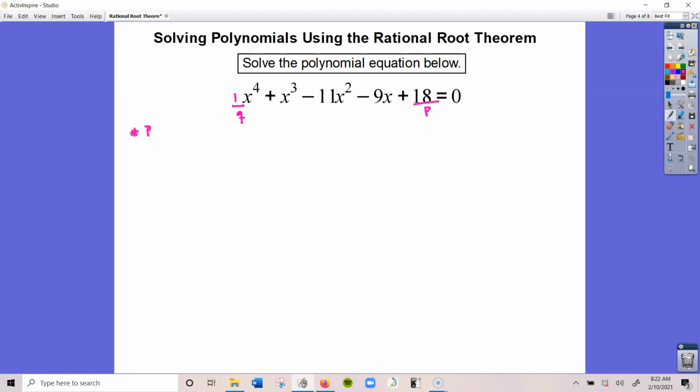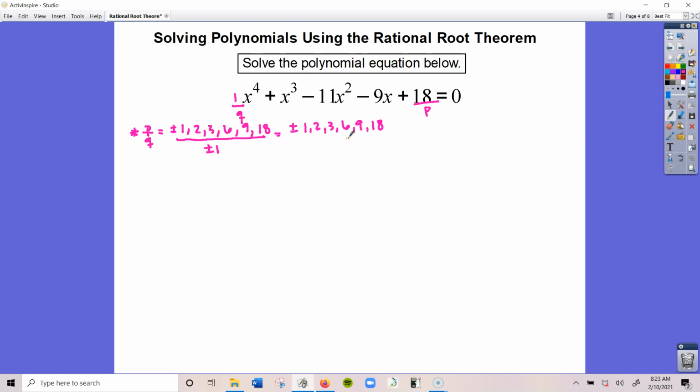So let's start off with P over Q. The factors of 18, let's see, 1, 2, 3, 6, 9, and 18. Keeping in mind that it's 1 times 18, 2 times 9, 3 times 6, all give us 18. And remember, it's always plus or minus because it could be positive 1, positive 18, or negative 1, negative 18. And we're going to divide this all by factors of Q, which is just 1. So everything divided by 1 is just the exact same thing. So the factors that we have to test are plus or minus 1, 2, 3, 6, 9, and 18.